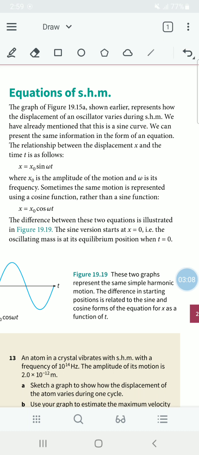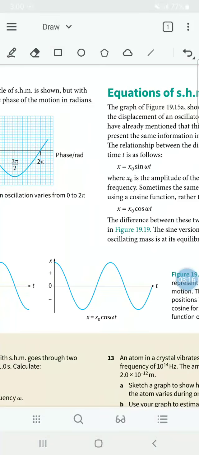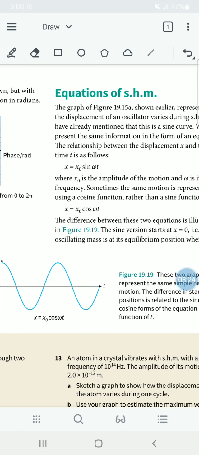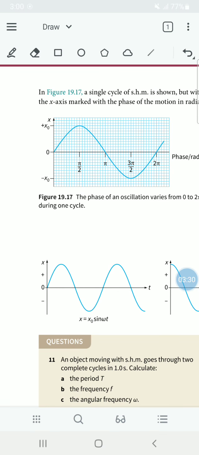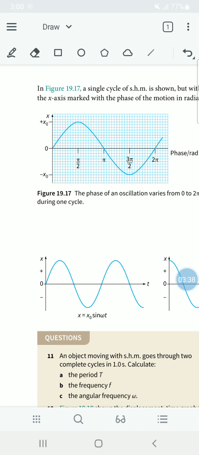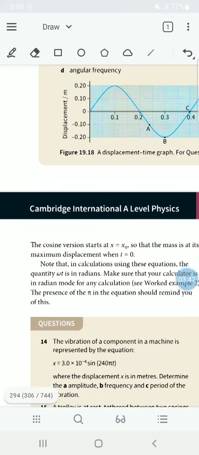The sine version starts at x equals 0. That is, the oscillating mass is at its equilibrium position when t equals 0. Right? So this is sine omega t. As you can see, here they are saying the sine version starts at x equals 0. That is, the displacement is 0. Okay? So the oscillating mass is at its equilibrium position when t equals 0 here. At t equals 0, it is at its equilibrium position. Right?